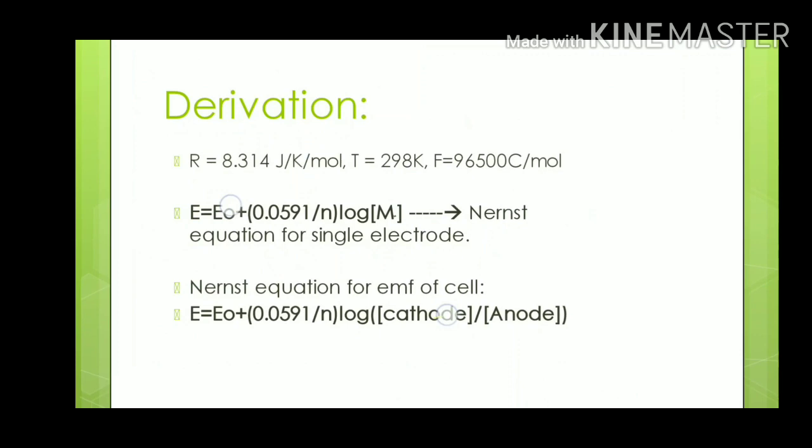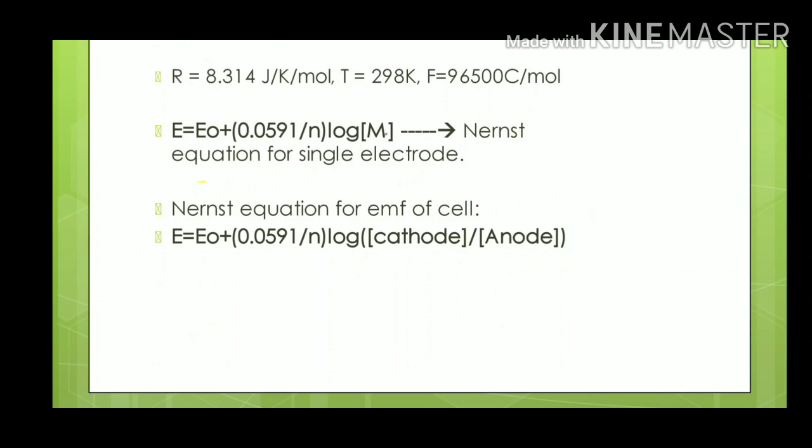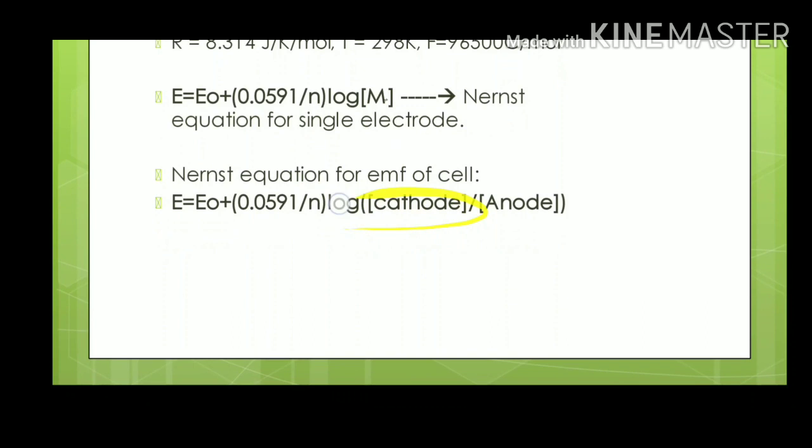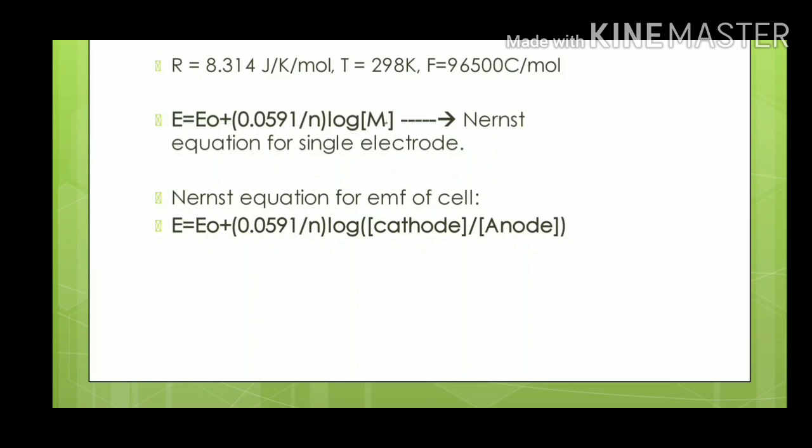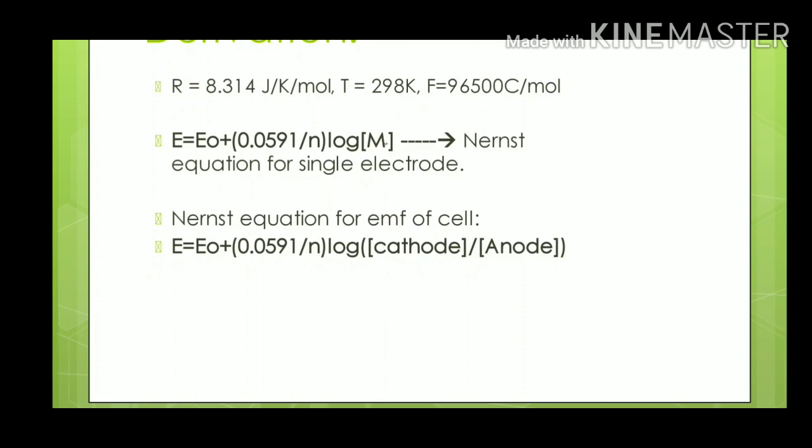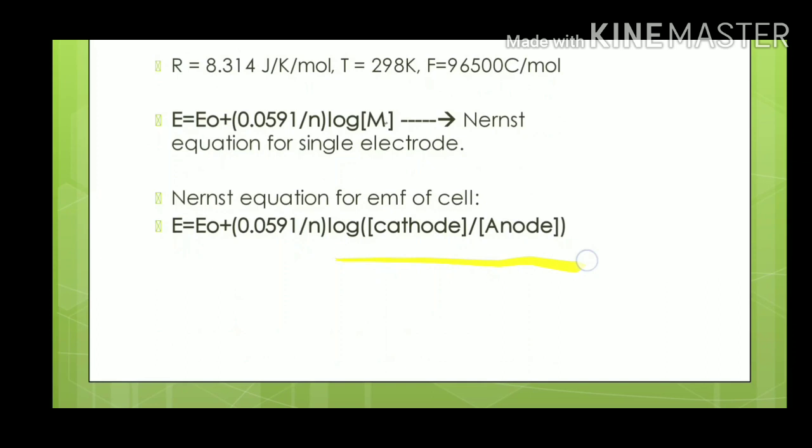We got the Nernst equation, and for the Nernst equation for the EMF of a cell, EMF is nothing but the total voltage developed, the difference of voltage when both electrodes are connected. So when both electrodes are connected, you have to write E is equal to E naught plus 0.0591 divided by n log of cathode by anode. This is for the anode, and the same you do for the cathode, you will get cathode divided by anode. This is common, so this is our equation.